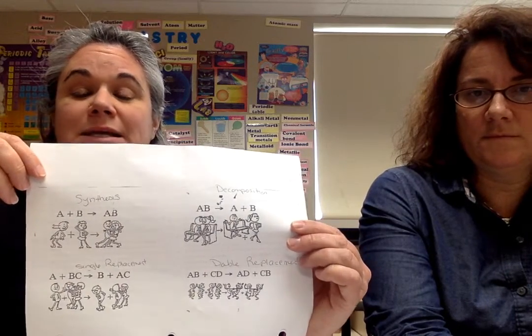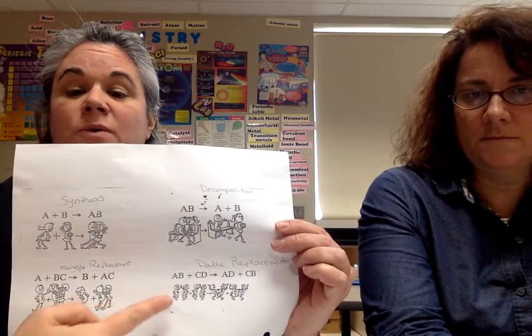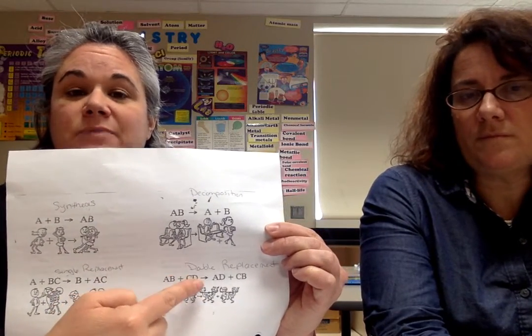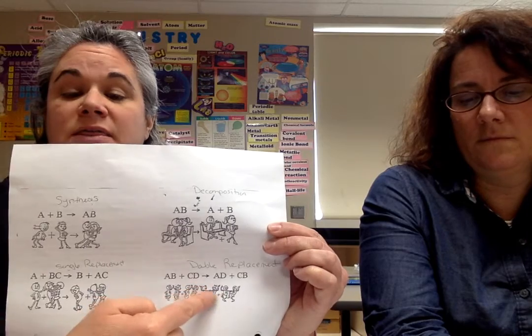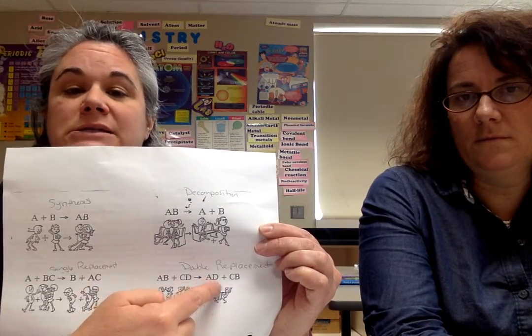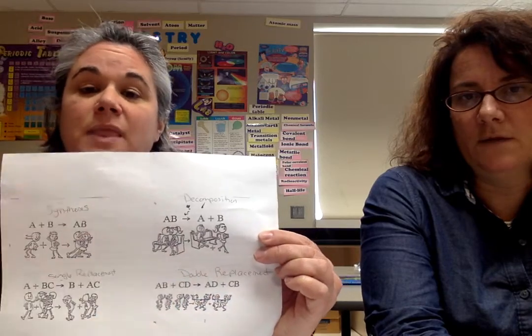The last one is double replacement, where we will have 2 compounds on the reactant side, in this case AB plus CD. They switch up, and we now have 2 new compounds, AD plus CB.